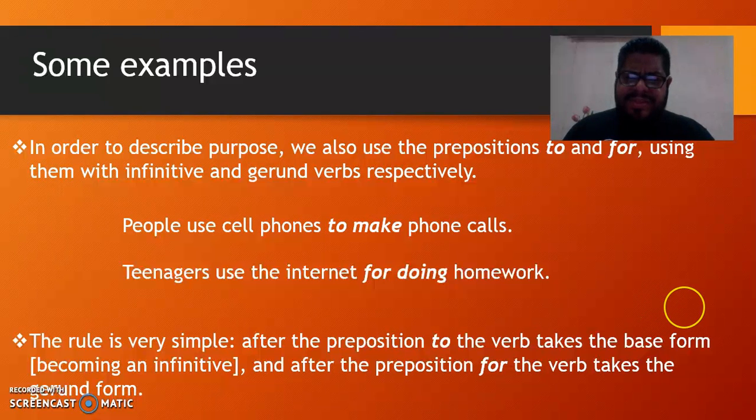So if you see these examples, that is the cursor. The examples are very simple. People use cell phones to make phone calls. Teenagers use the internet for doing homework. No big deal. So after the preposition to, base form verb, and we have an infinitive. And after the preposition for, verb with the gerund, the ing ending, so we have a gerund.